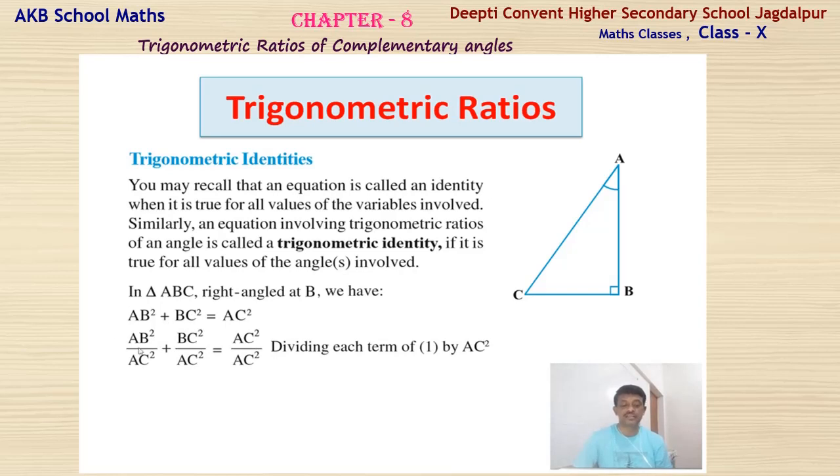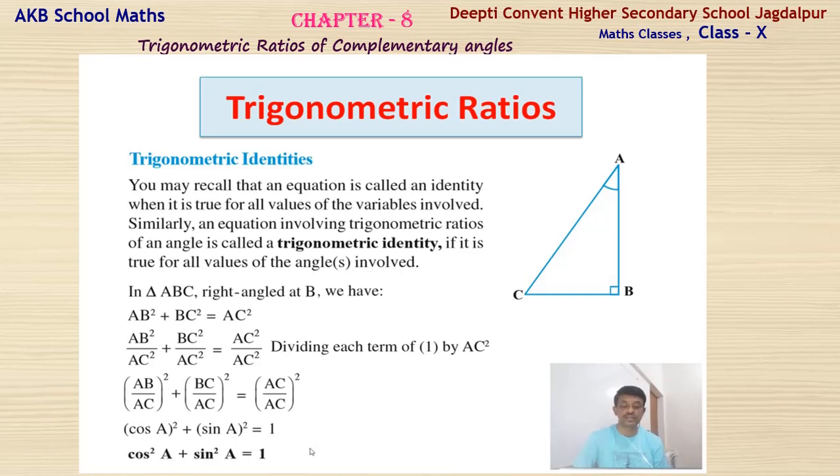Then we get AB by AC, which means, concerning angle A, base by hypotenuse, and BC by AC means perpendicular by hypotenuse. That is, this is cos, this is sin, and AC by AC is 1. So we get cos square A plus sin square A equals 1.